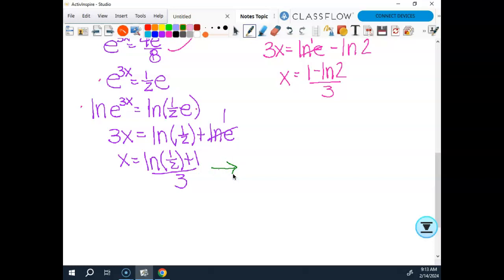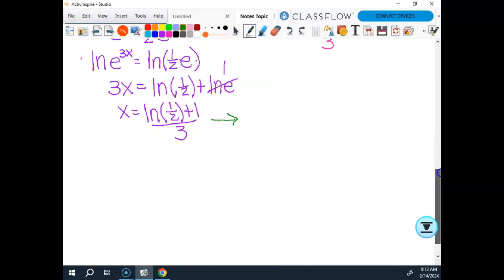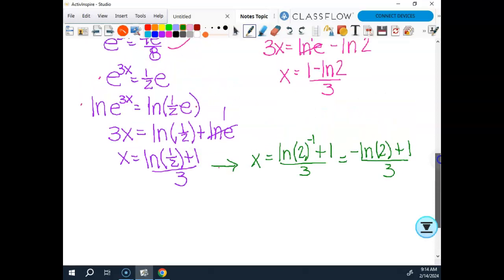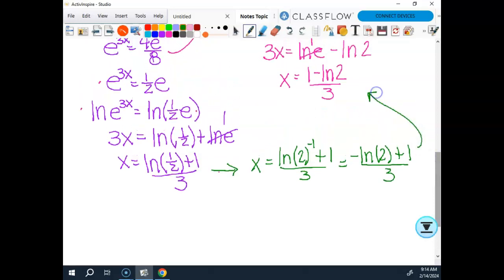All right, where it kind of looks like we're done. But what's another way to write 1/2? 2 to what power? -1. So this can be x equals the natural log of 2 to the -1 power plus 1 over 3. Yes? Then what happens with that -1? Goes out in front, so that would equal negative natural log of 2 plus 1 over 3. And then if you flip that around in the numerator, that's what you get. And that's why they're the same thing. It's like magic.